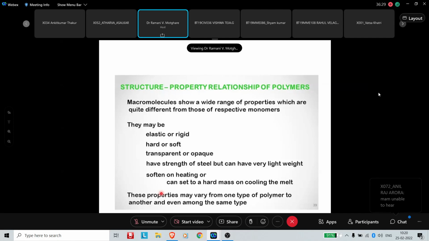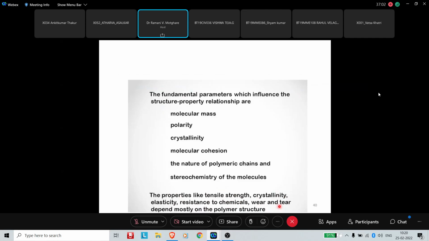And then the structure property relationship of polymers. The macromolecules show a wide range of properties which are quite different from those of the respective monomers. They may be elastic or rigid, hard or soft, transparent or opaque, have the strength of steel but be very lightweight, soften on heating, or set to a hard mass on cooling the melt. These properties may vary from one type of polymer to another.